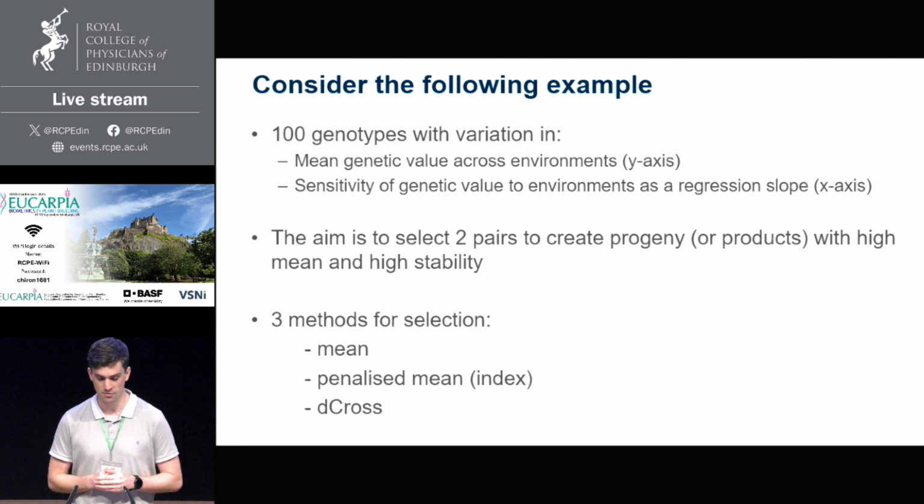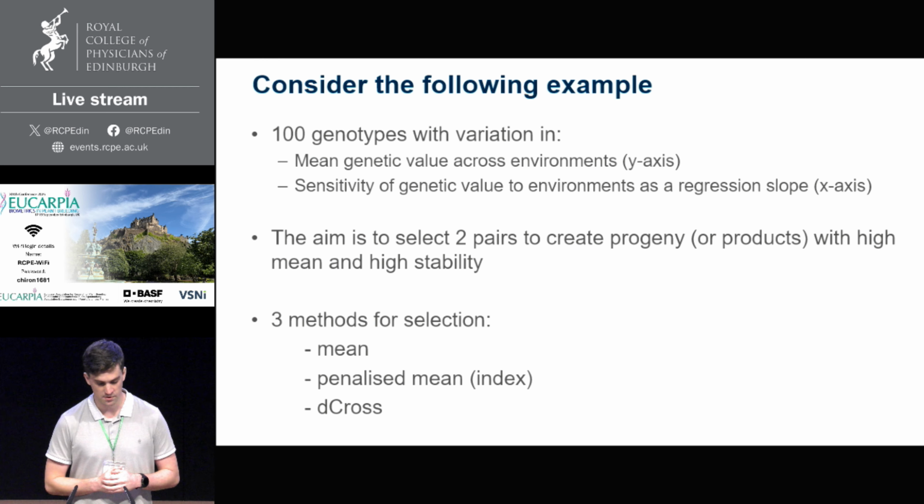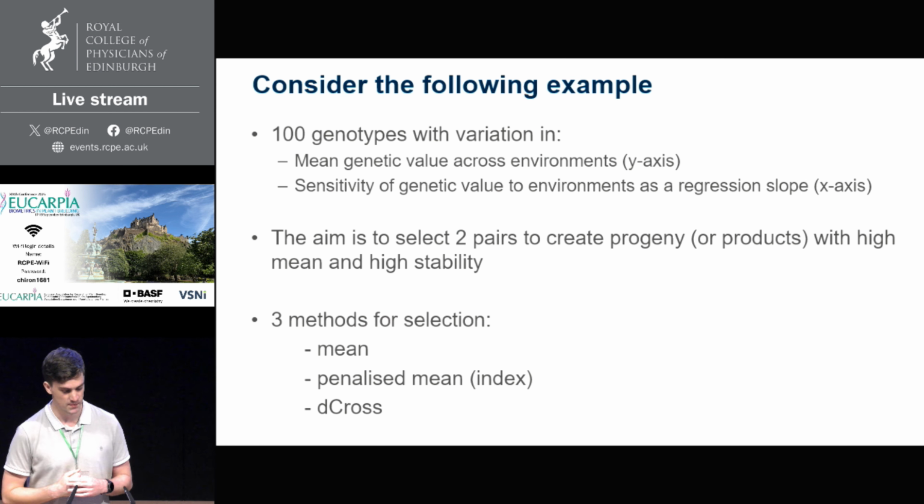And I'm expressing that as a slope or a regression slope on environmental covariate, exactly like in the previous presentation. And so what we're going to try and do is pick two pairs from this population of 100 to create progeny or products that combine high performance with high stability. And I'm going to look at three different ways we can select them.